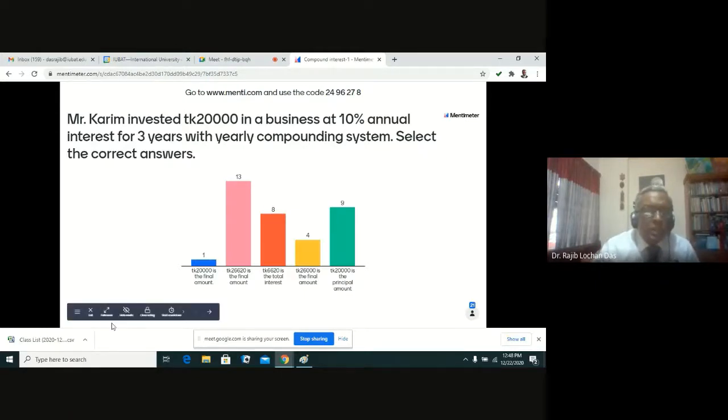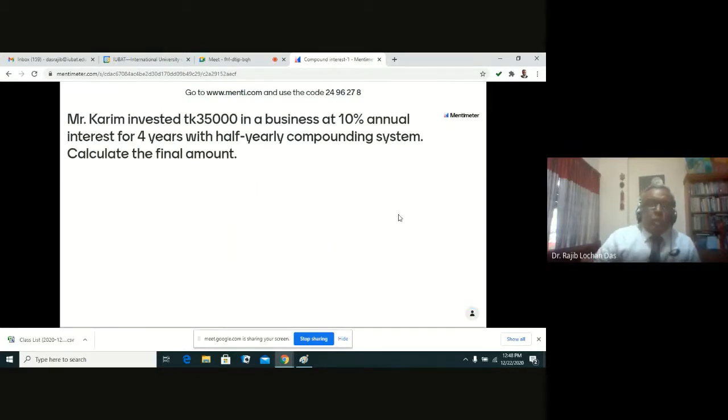So let me go to the next slide. 2 slides only, so this is the last slide. Now I am giving another question exactly like that, and this is half yearly compounding. There is no multiple choice question, no selection. You will write the amount. So use your calculator and find out the amount.